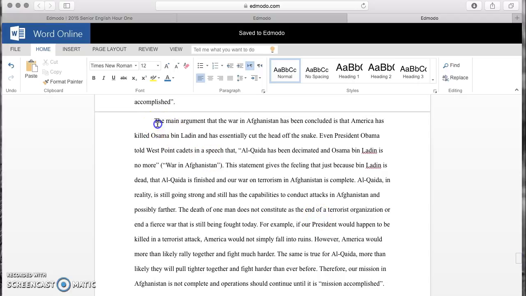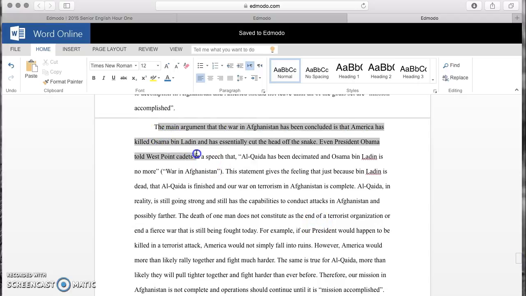Here we go. So this first sentence says the following. The main argument that the war in Afghanistan has been concluded is that America has killed Osama bin Laden and has essentially cut off the head of the snake. Even President Obama told West Point cadets in a speech that Al-Qaeda has been decimated and Osama bin Laden is no more. So what's interesting is he begins his conclusion with actually a counter argument.